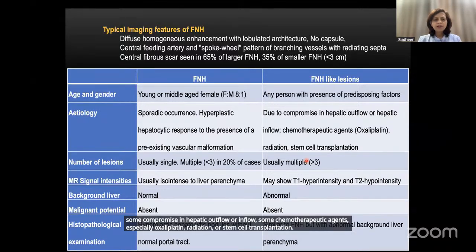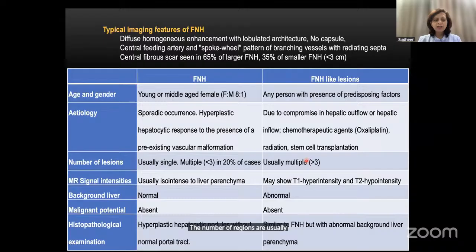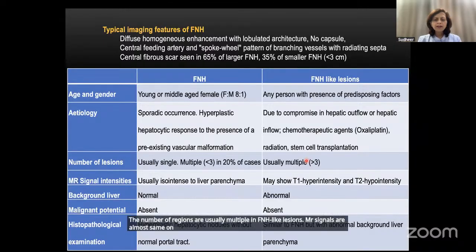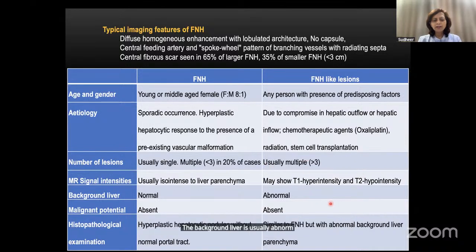The number of lesions are usually multiple in FNH-like lesions. MR signals are almost the same on plain images, except that in FNH-like lesions, sometimes there may be some signals like regenerative nodules, mild T1 hyperintensity and T2 hyperintensity. The background liver is usually abnormal in FNH-like lesions. Malignant potential is absent and histopath is the same.